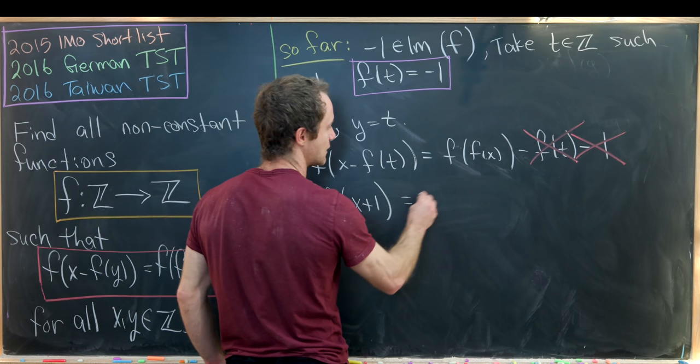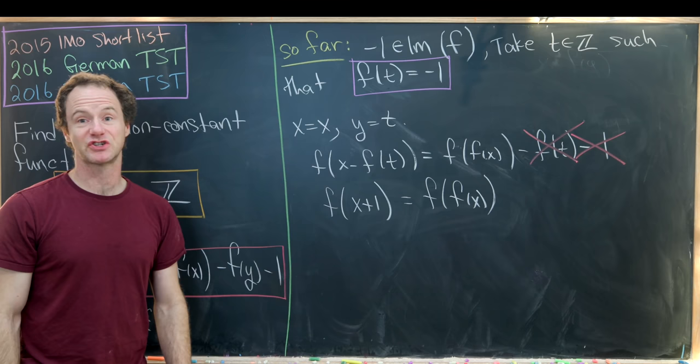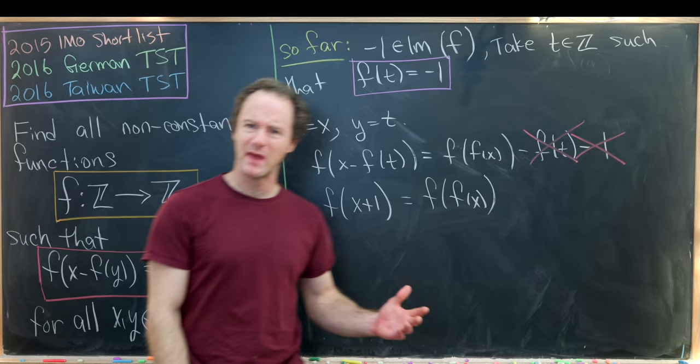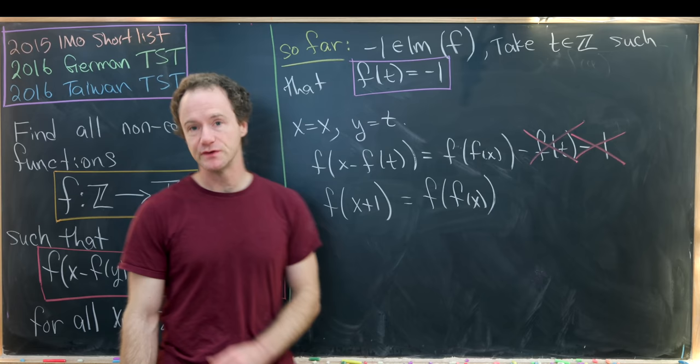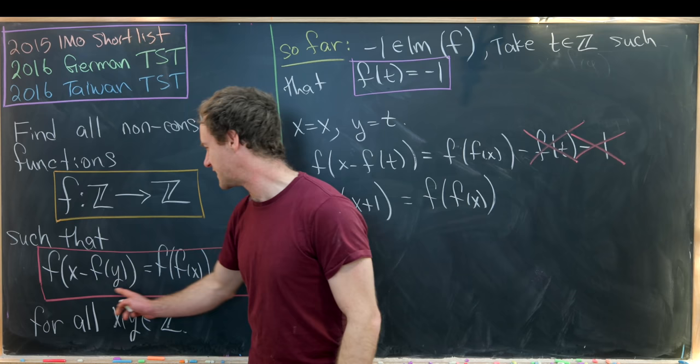And in my mind, that's a much nicer functional equation than what we started with. Maybe it doesn't capture everything that we started with, but it will at least get us through the next couple of steps. Now, what can we do with this new functional equation? Well, we're going to need to use it in concert with our old functional equation. And let's maybe look to simplify this object x minus f of y as much as possible.